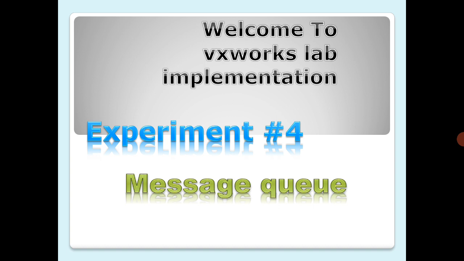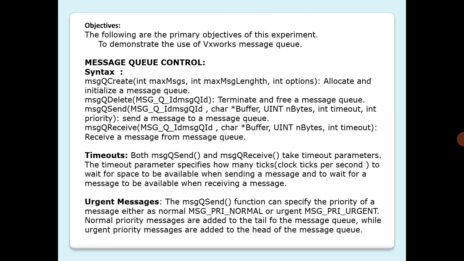In VxWorks, the primary inter-task communication mechanism within a single CPU is message queues. Message queues allow a variable number of messages, each of variable length, to be queued, either FIFO, first in first out, or priority based. Any task can send a message to a message queue, and any task can receive a message from a message queue. Multiple tasks can send to and receive from the same message queue. Two-way communication between two tasks generally requires two message queues, one for each direction. The main objective of today's experiment is to demonstrate the use of VxWorks message queues.